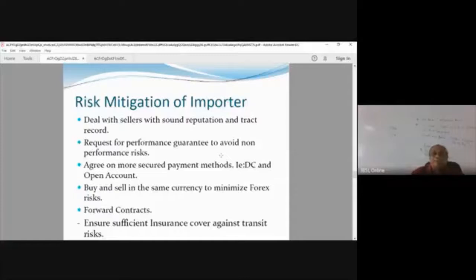Risk mitigation of importer. Deal with sellers with sound reputation and track record. Request for performance guarantee to avoid non-performance. Right?